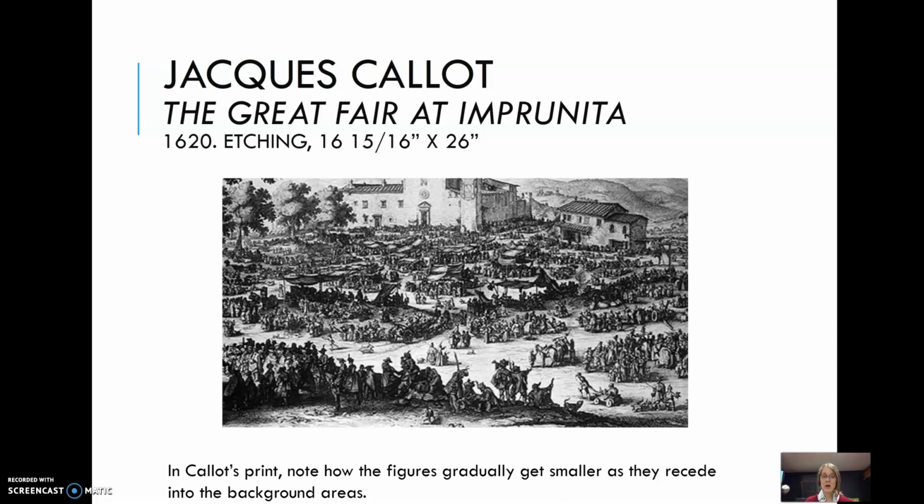In this print, note how the figures in the foreground are taller than the figures in the background, because as space gets further away in the background, the figures become so small you can't identify them. They're just little bitty marks, okay?